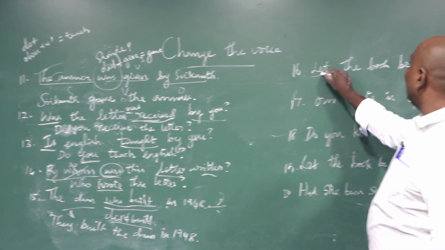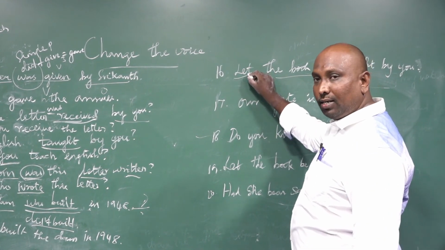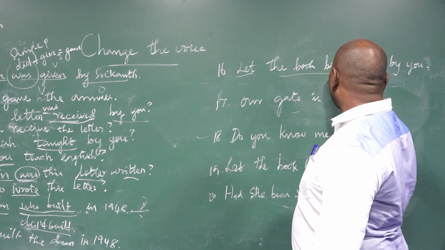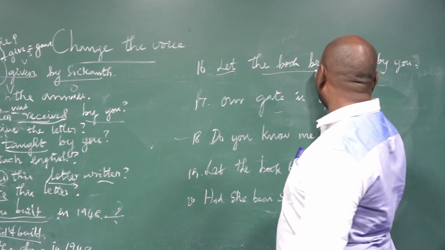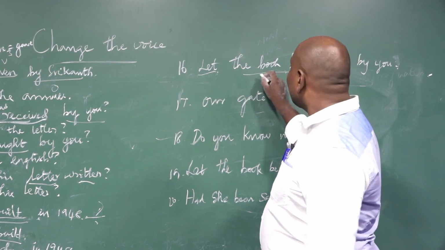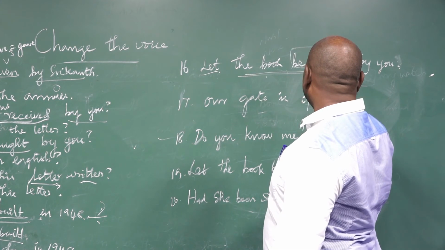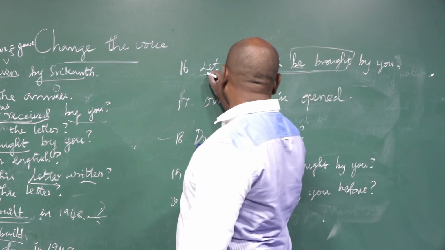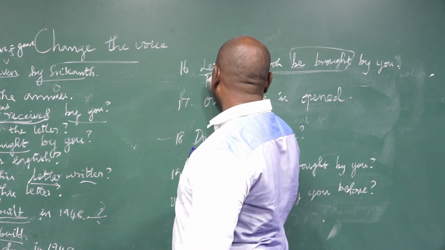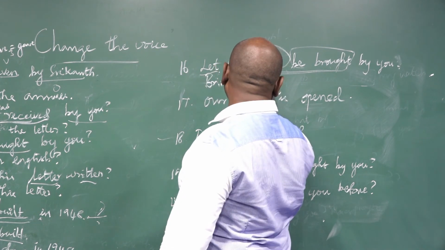So next, "let the book be." "Let" very clearly shows it is an imperative sentence, and we have to find out whether it is a negative imperative or a positive imperative. "Not" is not used in this line, so it is a positive imperative. So this verb has to be changed to the present form. So how do you change? What is the present form for brought? Bring. Bring, this object will come here: bring the book.